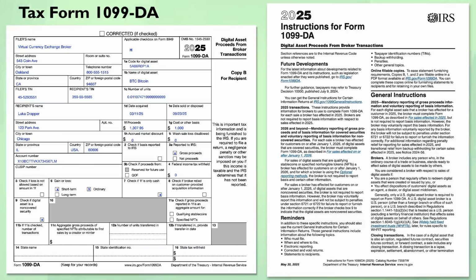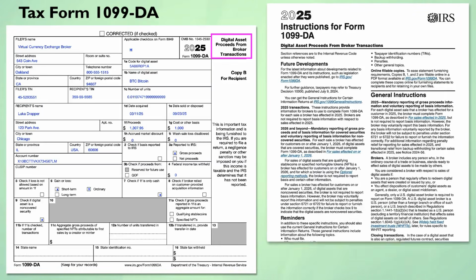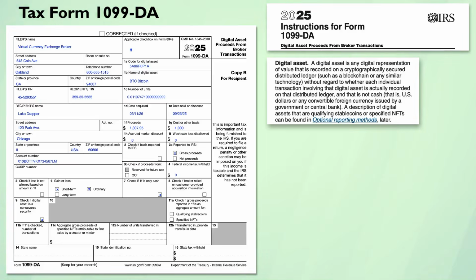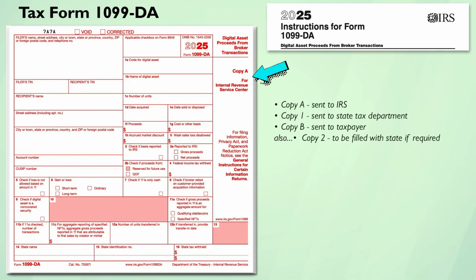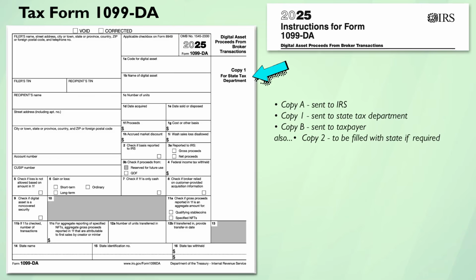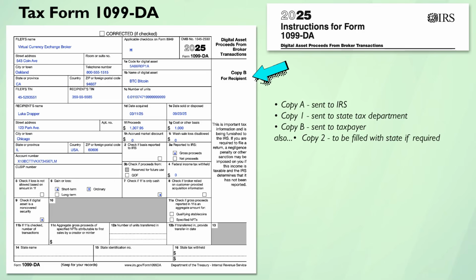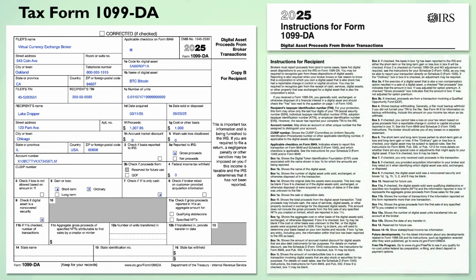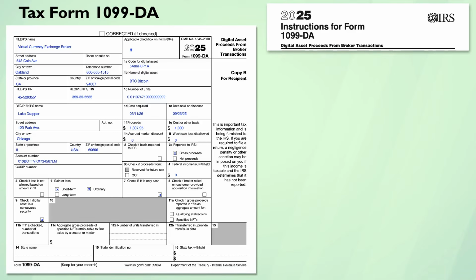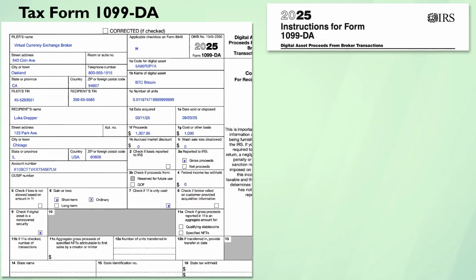Let's walk through the new IRS Form 1099-DA and what all the boxes mean. This form reports crypto and other digital asset sales. A copy is sent to the IRS, your state tax agency, and to you. On the back of the form, you will find brief instructions explaining each section on the form. Let's walk through an example and explain what each box means.